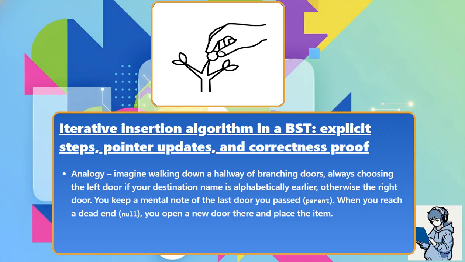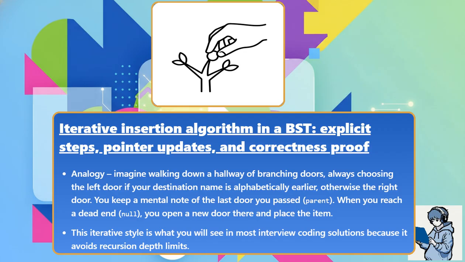Analogy: imagine walking down a hallway of branching doors, always choosing the left door if your destination name is alphabetically earlier. Otherwise, the right door. You keep a mental note of the last door you passed, the parent. When you reach a dead-end null, you open a new door there and place the item. This iterative style is what you will see in most interview coding solutions because it avoids recursion depth limits.